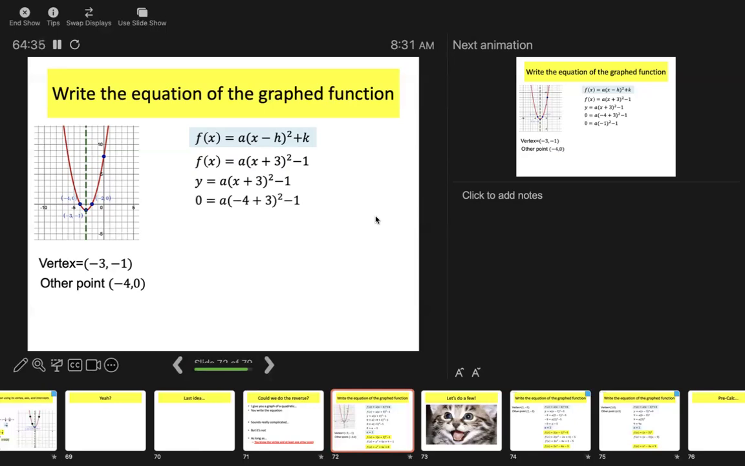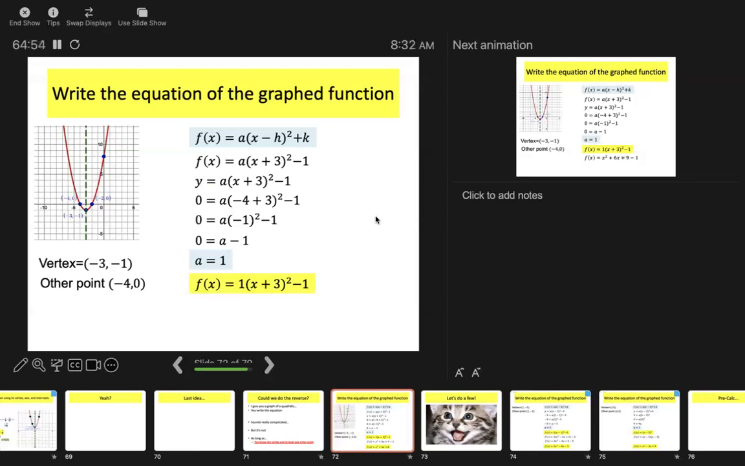0 equals -4 plus 3 squared, which is 1, times a, minus 1. Then move the -1 to that side and you get a equals 1. Well, that wasn't very challenging. What do I do with that 1 now? Plug it back in and you're done.